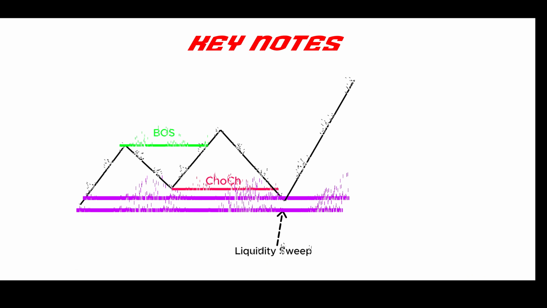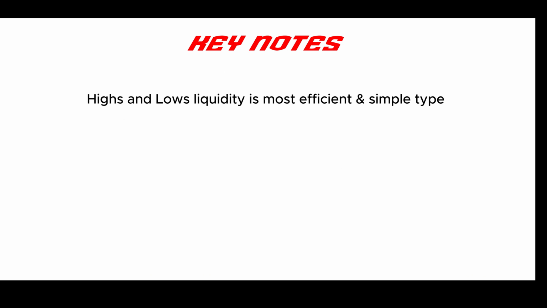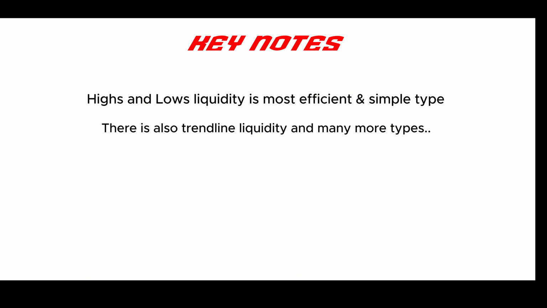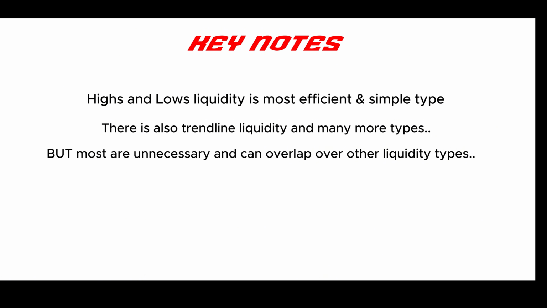so the large traders can use that to fill their orders. We have talked mostly about highs and lows liquidity. There is also an option to identify liquidity from trend lines, but I find it unnecessary in most cases, and it can overlap the highs and lows liquidity, often confusing traders. So it is a better idea to just stick to the simplest option and master it.